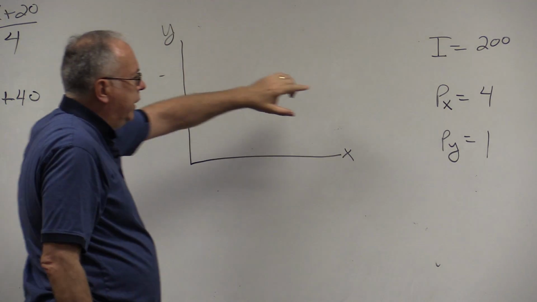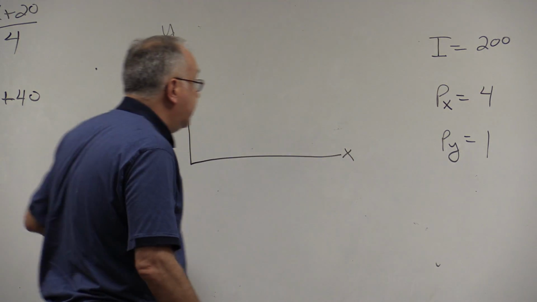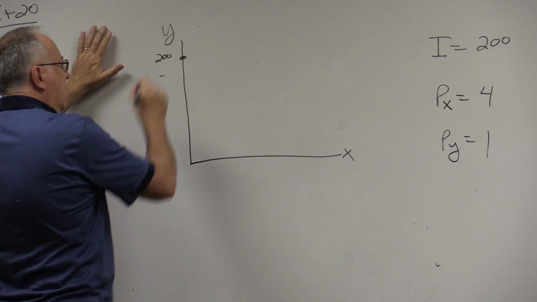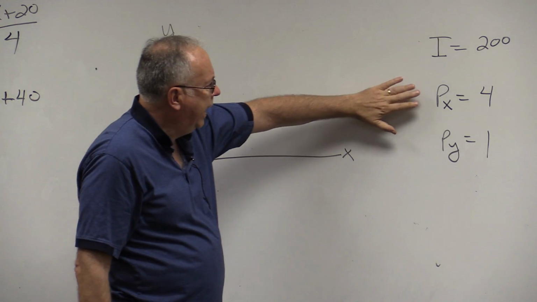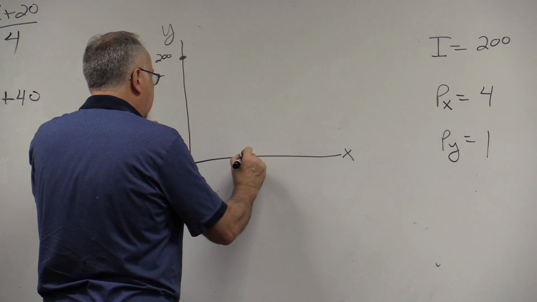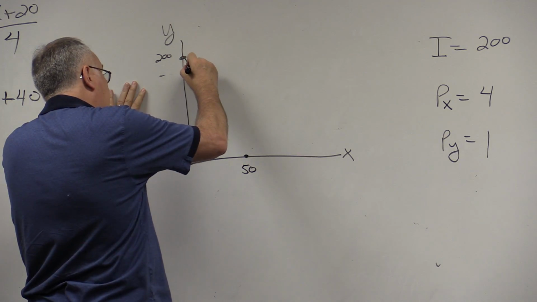We could very quickly determine it. We could get at most 200 units of y, couldn't we? So this will be 200. The most we could get of x would be 50, wouldn't it? So this will be 50 down here. So it'll be a straight line that looks like this.